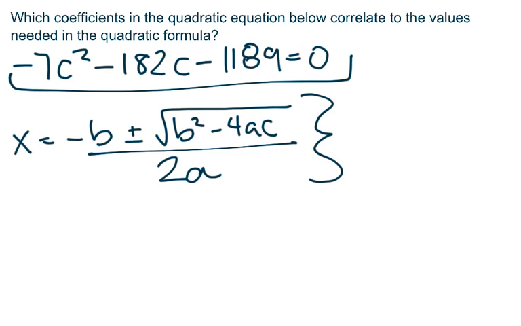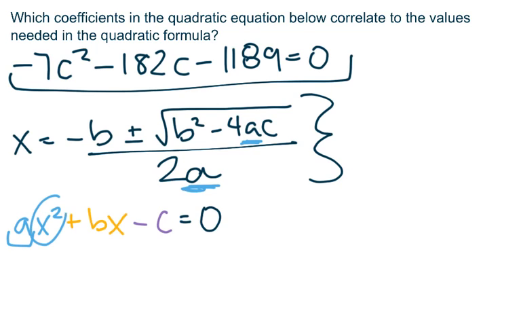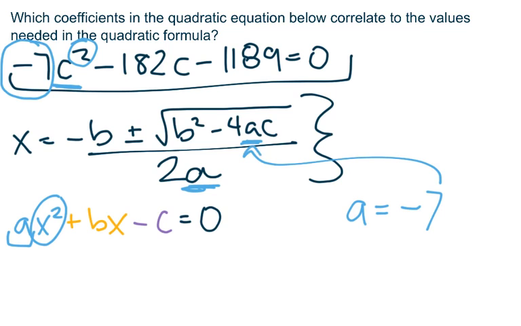Remember, in our standard form of a quadratic equation, we have ax squared plus bx plus c equals 0. So our a term in the quadratic formula is going to correlate to the coefficient of the second degree term in our quadratic equation. So the second degree term in this quadratic equation, even though we're not using x, we're using c instead of x, doesn't matter. It's still the second degree term because it's raised to the power of 2. Our a coefficient is negative 7, which will get plugged in wherever you see an a in the quadratic formula.